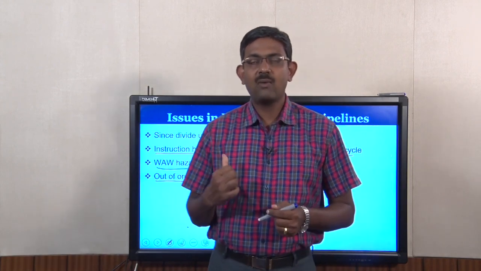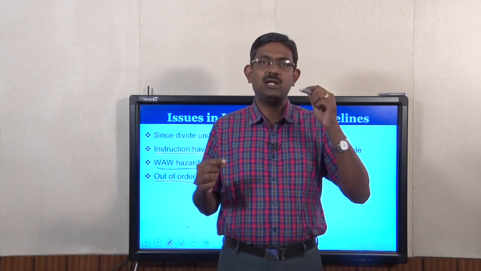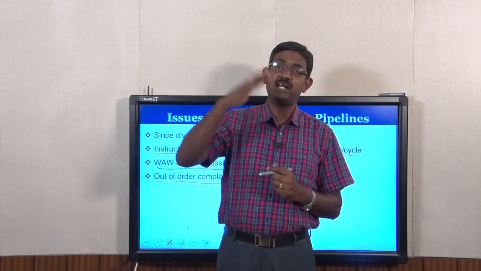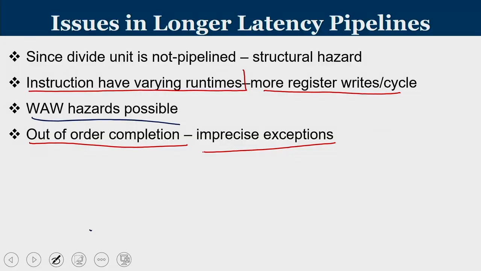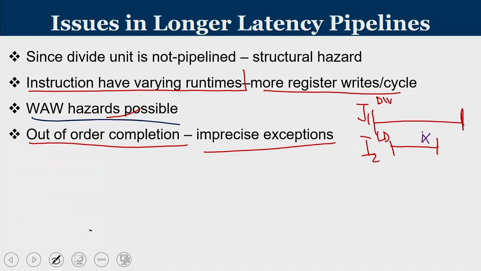Now, when you have out of order execution, that can lead to imprecise exceptions. An imprecise exception means an exception is occurring on an instruction that is going to complete before some instruction that I have issued before it. So, think of a case where I have I1 that is going to complete only at this point. Let us say there is I2 which started after I1 and it is going to get over before I1. For example, your I1 can be a division operation, and your I2 can be a normal load operation. Now, think of a case where you are going to have an exception in I2.